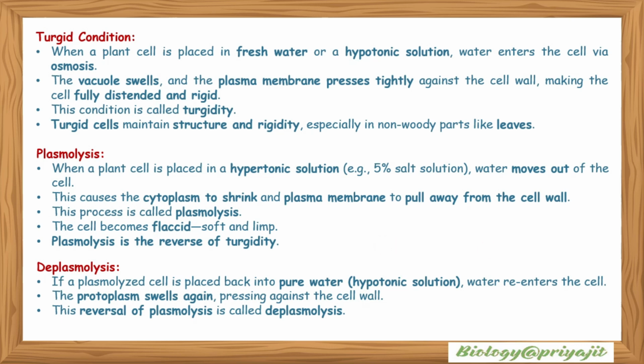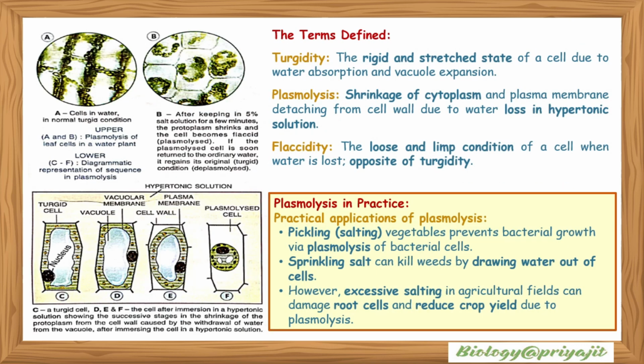If a plasmolysed cell is placed back into pure water, water re-enters the cell, the protoplasm swells again, pressing against the cell wall. This reversal of plasmolysis is called deplasmolysis. The terms defined: turgidity means the rigid and stretched state of a cell due to water absorption and vacuole expansion; plasmolysis means shrinkage of cytoplasm and the plasma membrane detaching from the cell wall due to water loss in hypertonic solution.